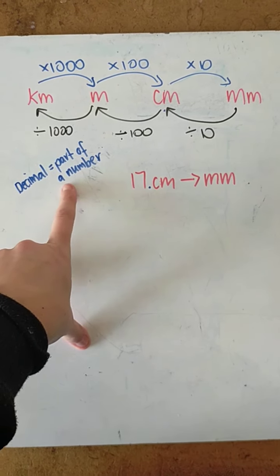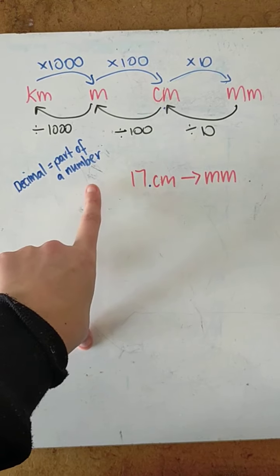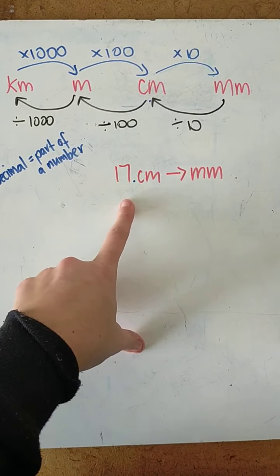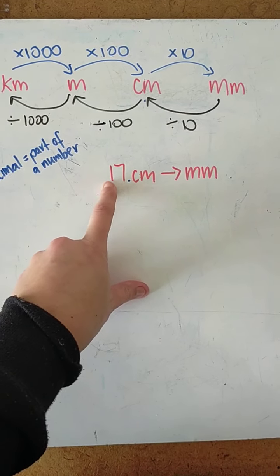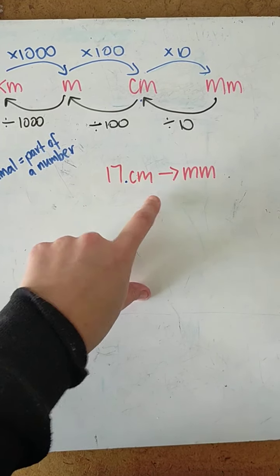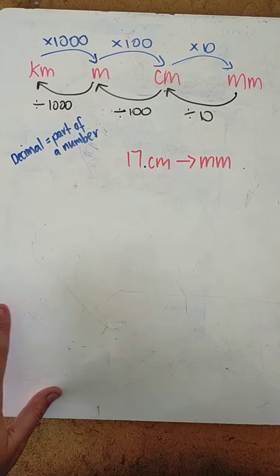This is what I want to remind you of first. The decimal shows that something is part of a number and not a whole number. So in the example that I'm going to do, 17 centimetres, I've put the decimal after there to show you this is 17 whole centimetres and there's no parts of centimetres.